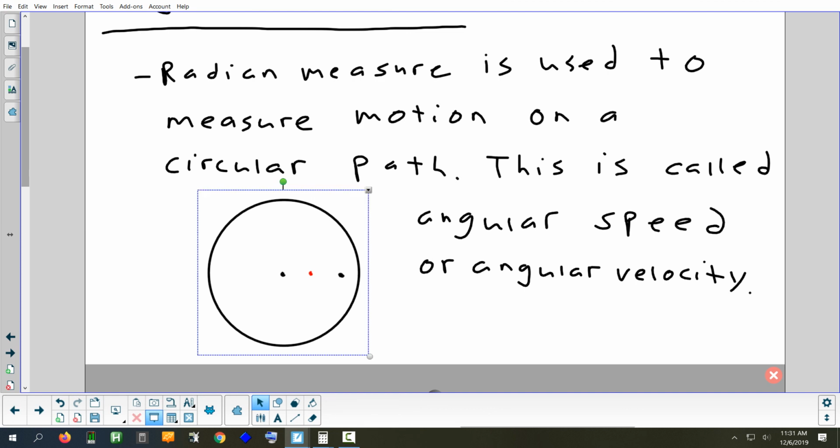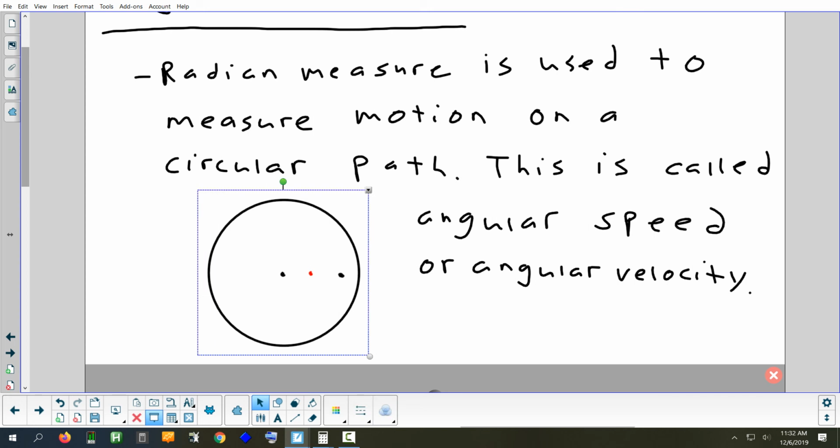You all agreed this dot traveled the farthest, and it did it in the exact same amount of time as every other dot. So if it traveled further, it must be going faster. And that's where using linear speed is weird here, because every single point on this circle is going at a different speed as you move out from the center.